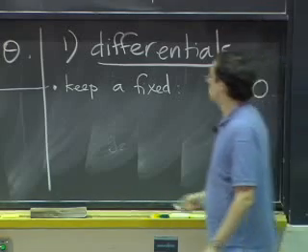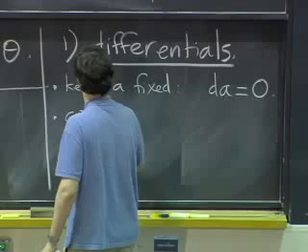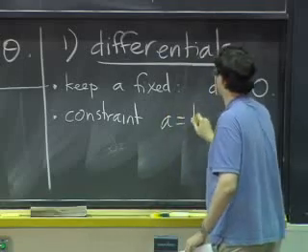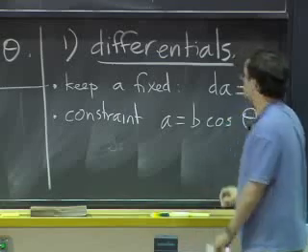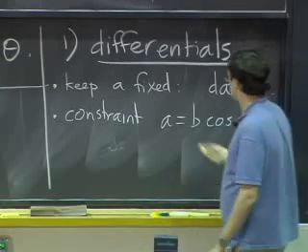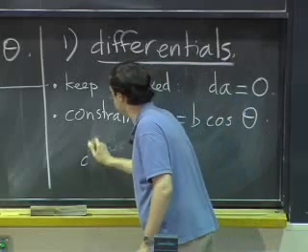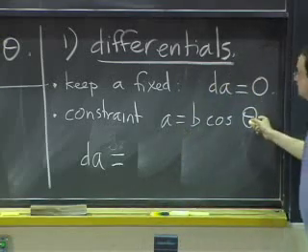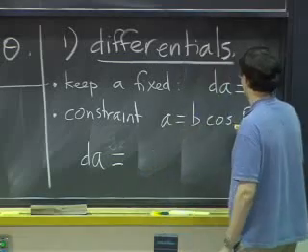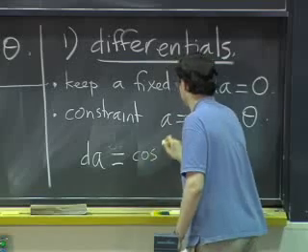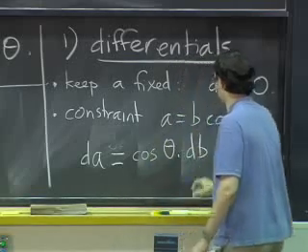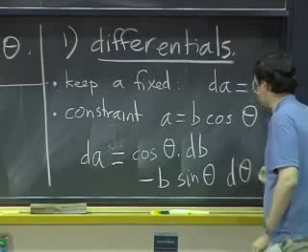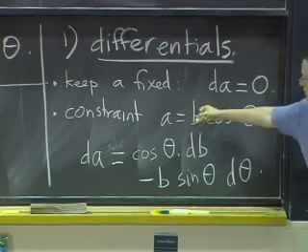The second thing that we want to do is we want to look at the constraint. The constraint is a equals b cosine theta. And we want to differentiate that. Well, differentiate the left-hand side, you get dA. And differentiate the right-hand side as a function of b and theta, you should get, well, how many dBs? That's the rate of change with respect to b. That's cosine theta dB minus b sine theta d theta. That's the product rule applied to b times cosine theta.